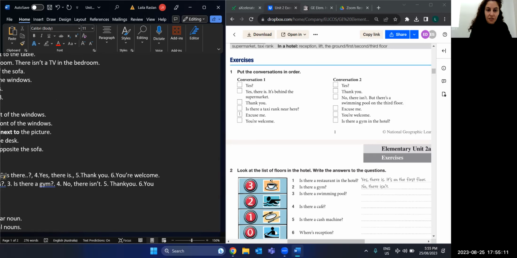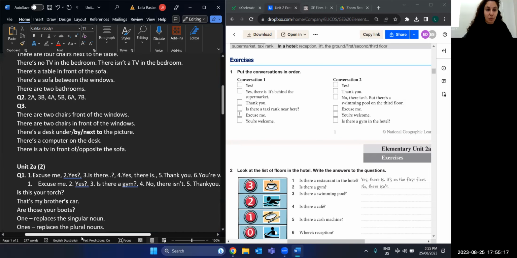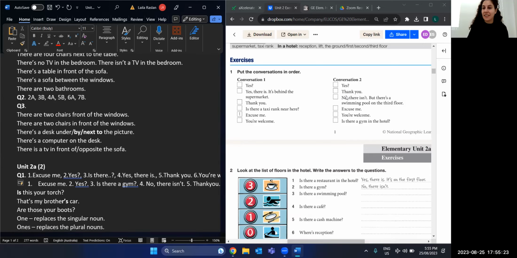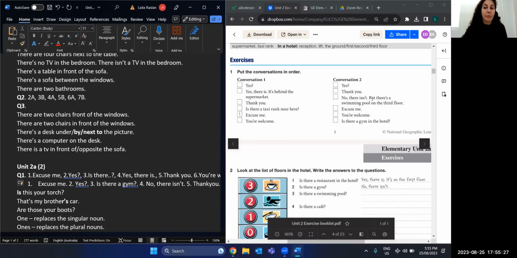Okay, so in the first conversation, we saw that yes, there was a taxi rank, and in conversation 2, no, there wasn't a gym. But they said, but there's no gym, but there's a swimming pool. So that's how we use but.